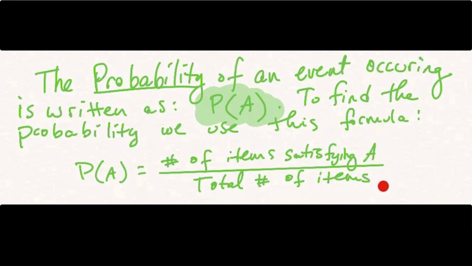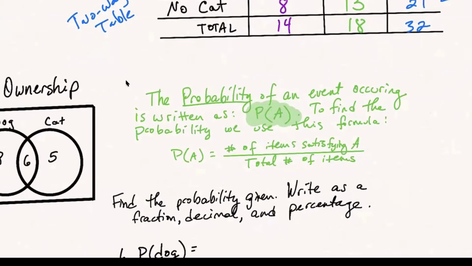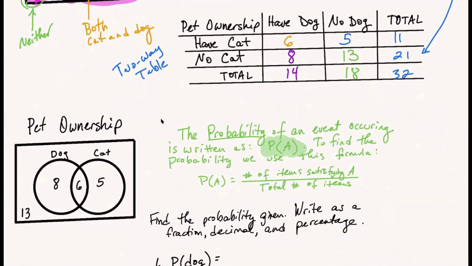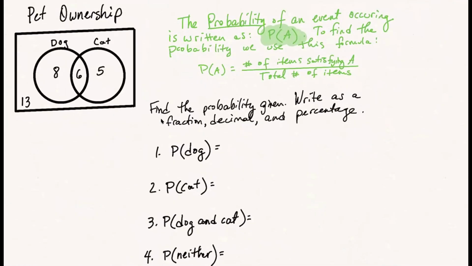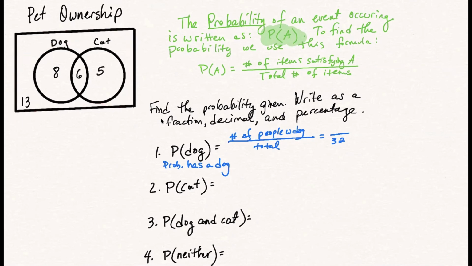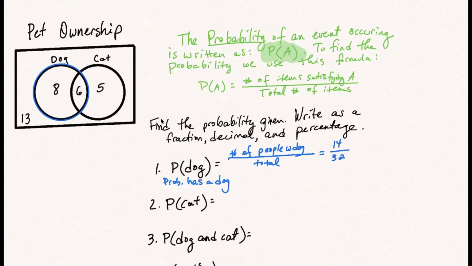Okay, and I think this will make more sense if we look at an example. Find the probabilities, writing each as a fraction, a decimal, and finally a percentage. If we look at the first example, this says the probability that a random person has a dog. To calculate that, we're going to find the number of people having a dog divided by the total number of people represented, 32. Of all these 32 people represented in this Venn diagram, how many own a dog? Remember, dog owners are everybody in this circle here. So the number of people owning a dog is 14. We found that above as well.